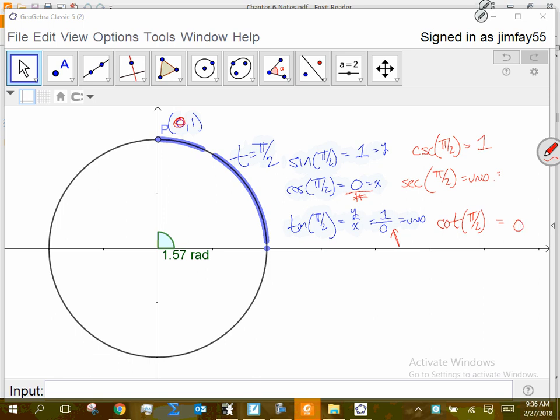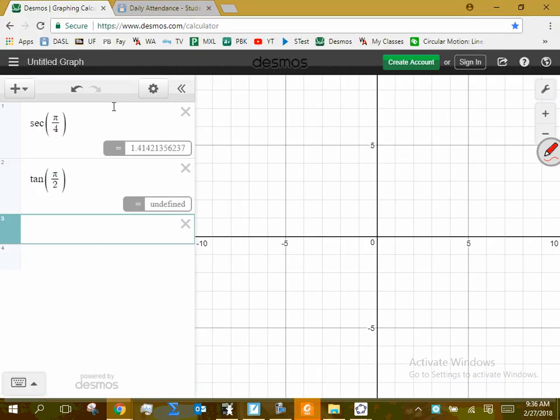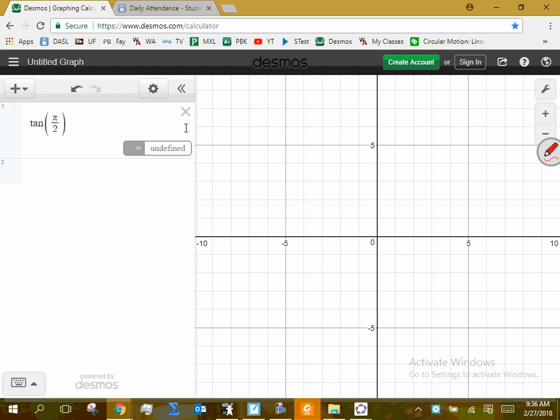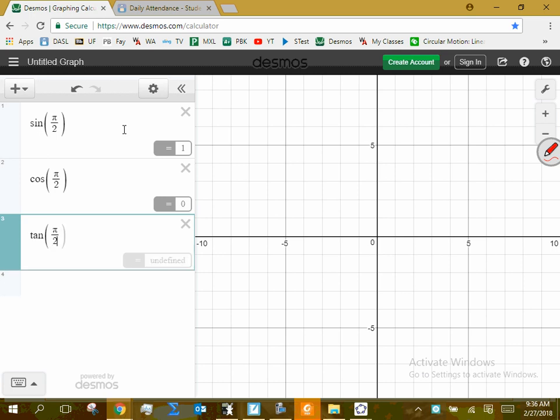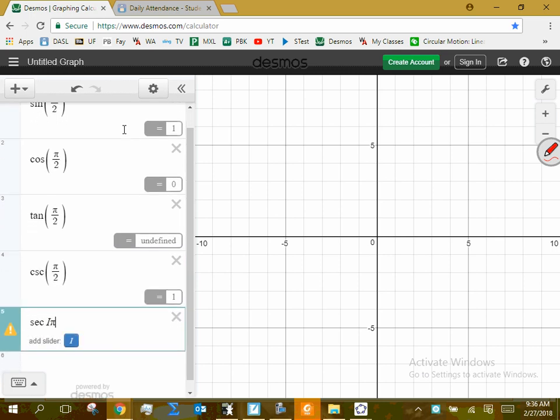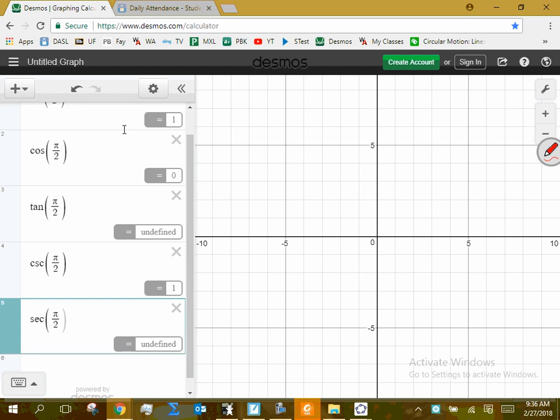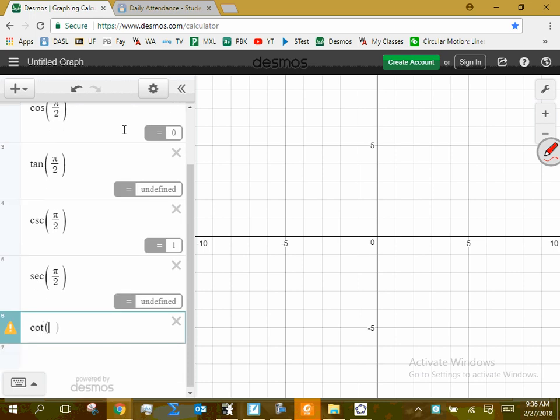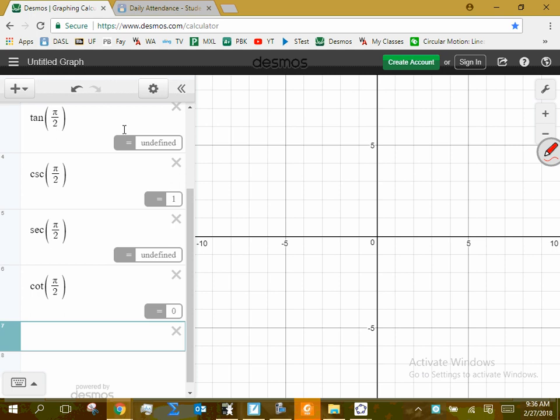Okay. Now this is why I like Desmos, the one situation that I like it. It does a good job of saying sine of pi over 2, 1, cosine of pi over 2, 0, tangent of pi over 2, undefined. And now when I want to get to my reciprocals, cosecant of pi over 2, 1, secant of pi over 2, undefined, cotangent of pi over 2 is 0.